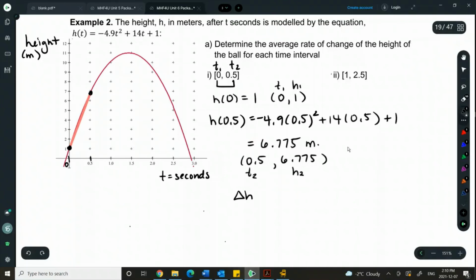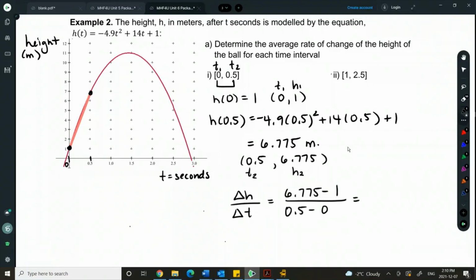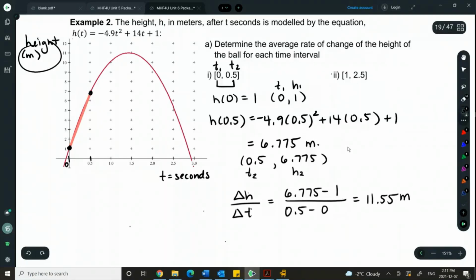So we're going to find the change in height over the change in time by finding the slope of this secant line right here. So h2 minus h1 over t2 minus t1. Okay, plug that right into your calculator, and you should get about 11.55, and this is height over time, so meters over seconds. So meters per second.